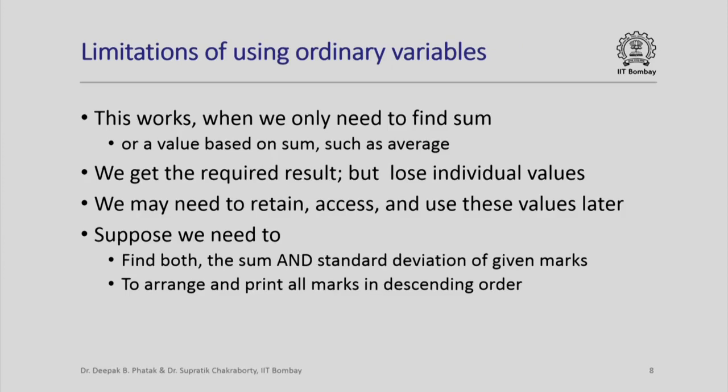This works, but it works only when we need to find sum or any value based on sum, such as an average. Having calculated the sum, we know that we divide it by n and we will find the average. So we get the required result, but we lose individual values. Now there may be occasions when we need to retain, access and use these values later. For example, suppose we need to find the standard deviation of given marks, for which we need the average of course, which means that we will need to access all those elements again.